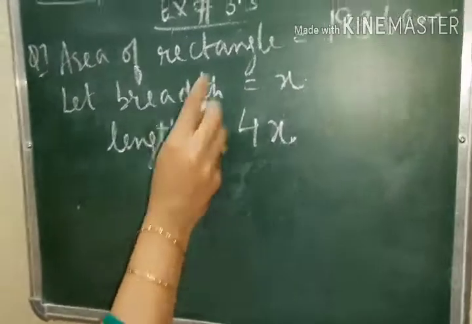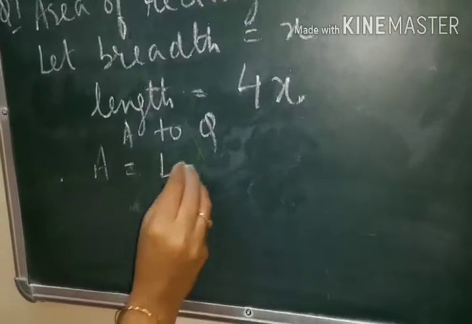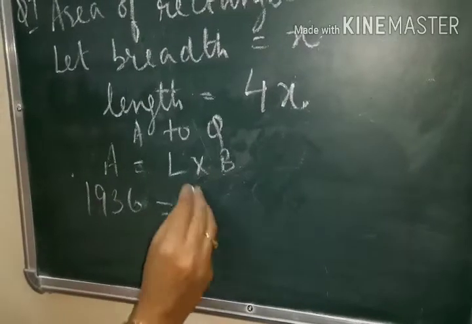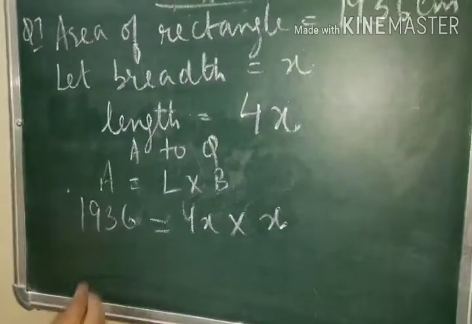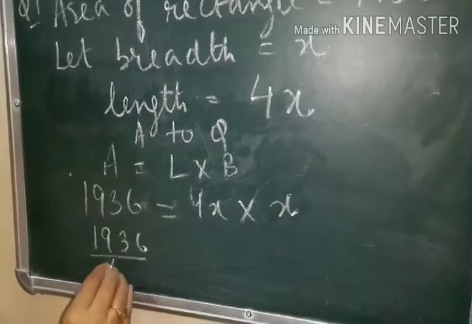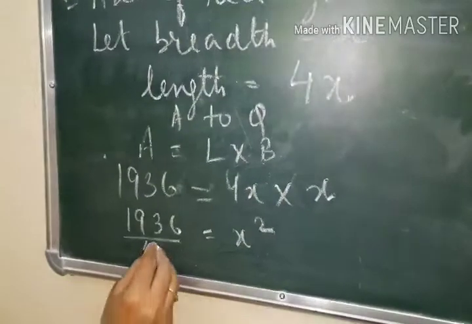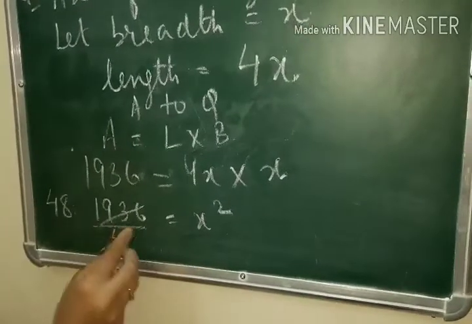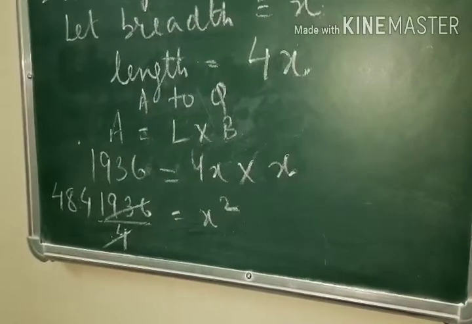Now we know breadth, length and area. So according to the question, we'll write area is equal to L into B. Now area is 1936, just put the values. Length is 4x, breadth is x. So I just put the values whatever are given, and now we'll solve. 1936, 4 is multiplying here, so it will be divided on the next side, and x into x is x square. Do the cuttings. 4 4s are 16, 3 is left, 33, 4 8s are 32, 1 is left, 4 4s are 16. So 484.